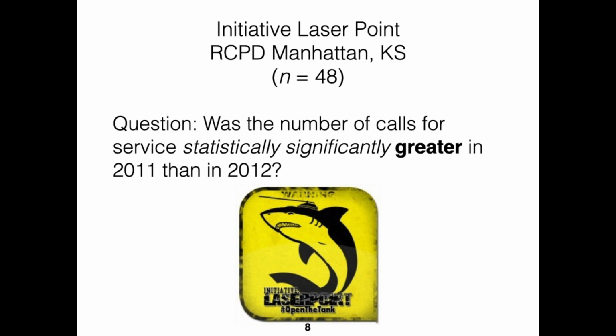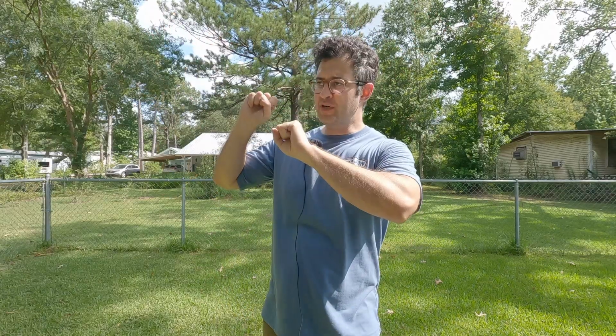And then the Riley County Police Department initiated a new kind of policing. They were going to go out in the world, be more engaged with the community, talk to people, get out of their cars. And then at the end of a year, we were going to see whether or not that changed the number of calls for service. So we had 48 locations, and I measured the number of calls for service at one time point, and then I'm basically comparing each location to itself at another time point.